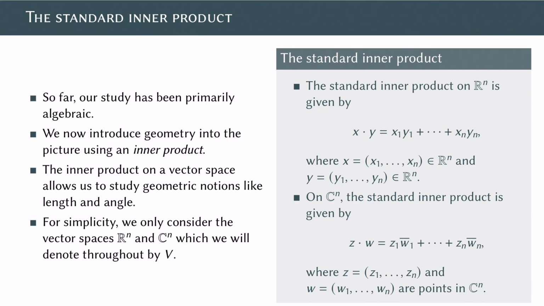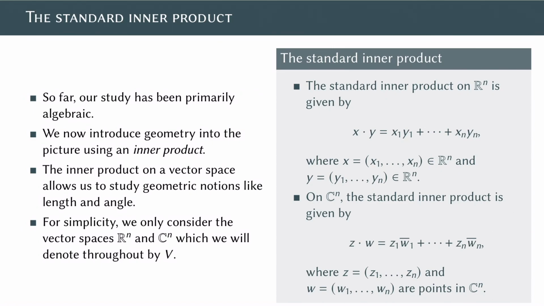Let's first define the standard inner product. Given two vectors x equal to x1 to xn in Rn and y equal to y1 to yn in Rn, x dot y, the standard inner product, is given by x1 y1 plus x2 y2 plus dot dot dot xn yn. This is very similar to the standard dot product that you have studied in school.